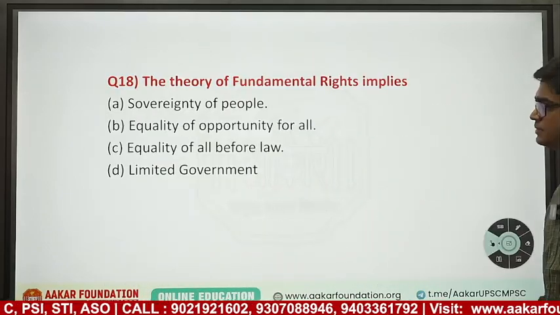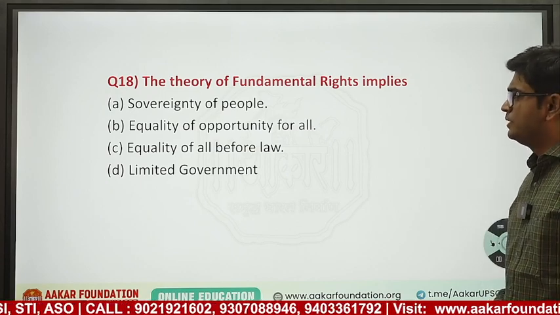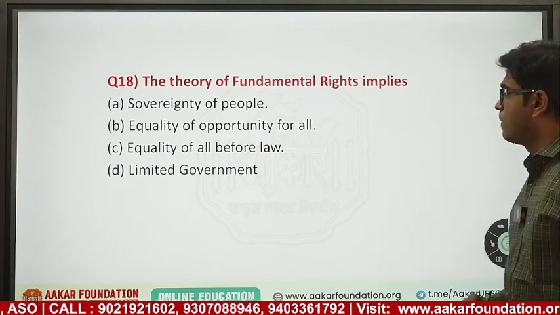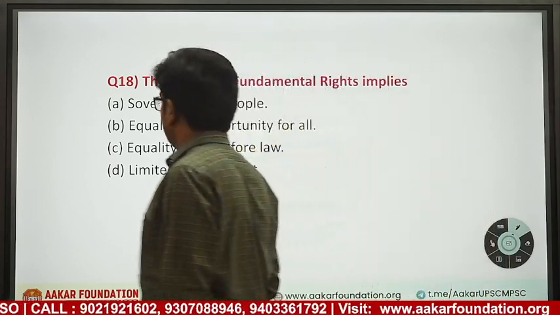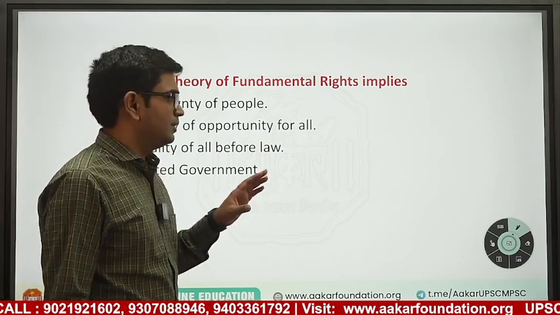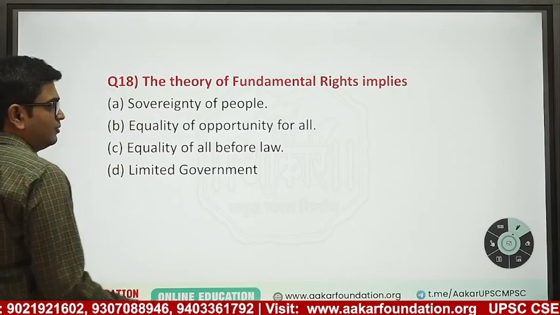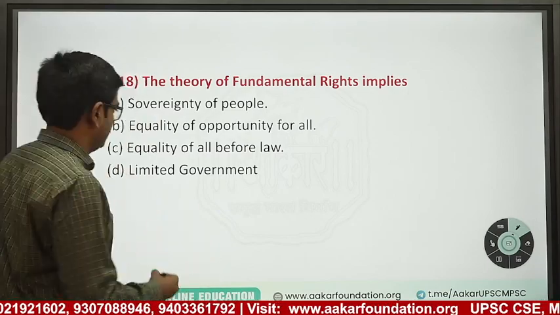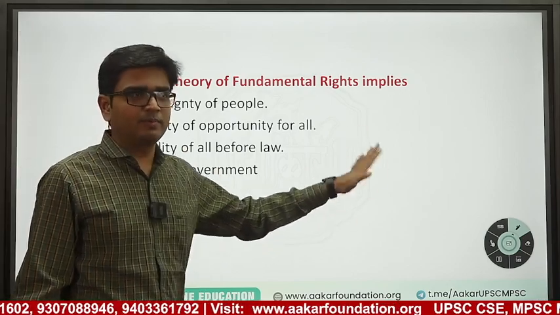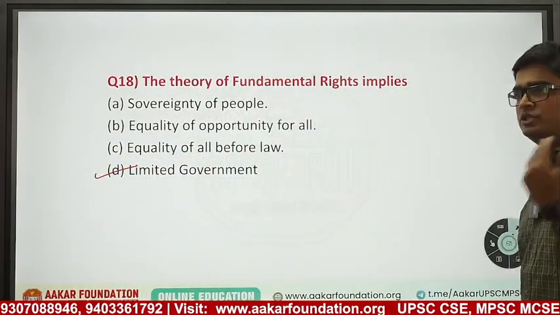Theory of fundamental rights implies sovereignty of people, equality of opportunity for all, equality of all before law, and limited government. Now, as we all know, fundamental rights are negative in character. They put some restrictions on the state against the individual. Okay. So what are the fundamental rights doing? They are limiting the government. So limited government is the answer. They are putting pressure, limitations on the government. So it's a limited government. This question has been repeated almost 3 times in the last 5 years.